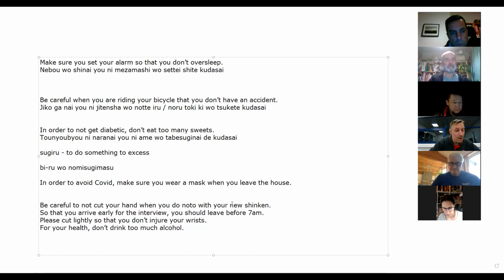Tom, in order to avoid COVID, make sure you wear a mask when you leave the house. COVID ni naranai yoni. We'll come back to this in a second. This is fine for the moment though.